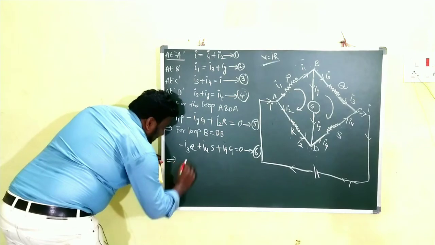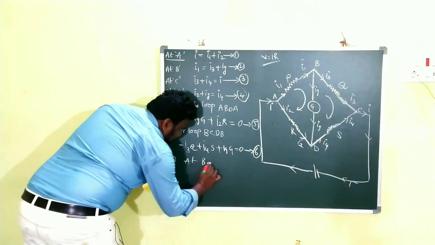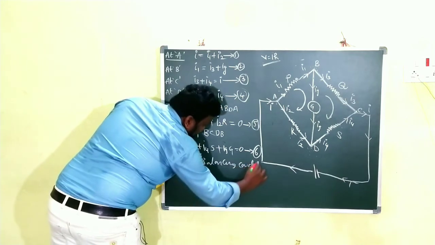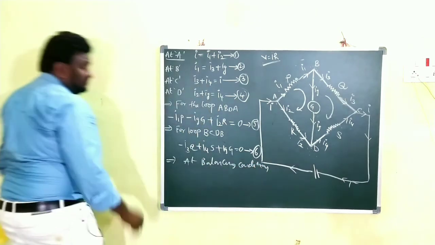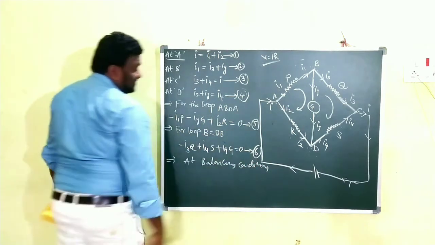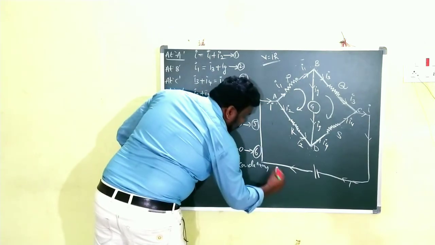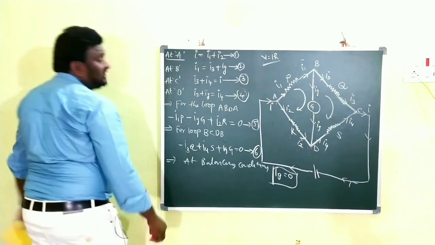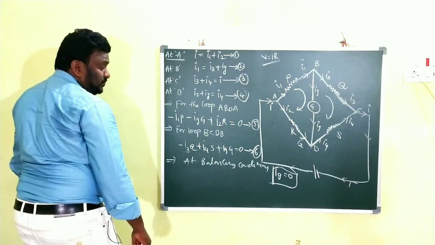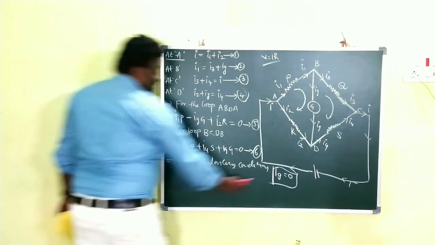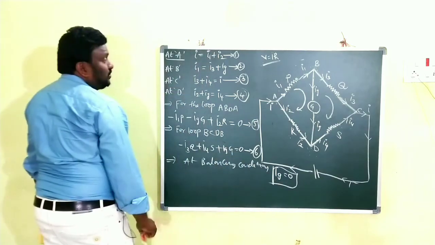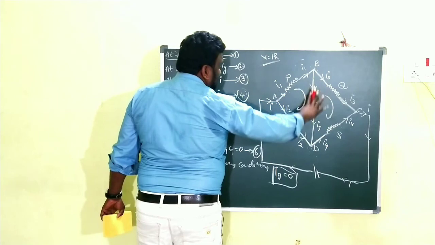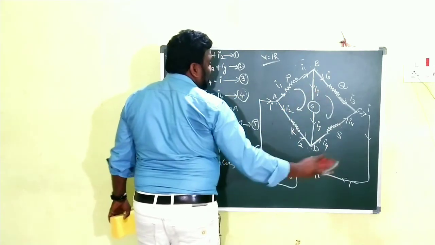And next thing, now I am writing here: at the balancing condition, that means the bridge is balanced. That means there is no current through the galvanometer. IC is equal to 0. At the balancing condition, IC is equal to 0. Clear? When no current passes through the galvanometer, the bridge is said to be balanced.